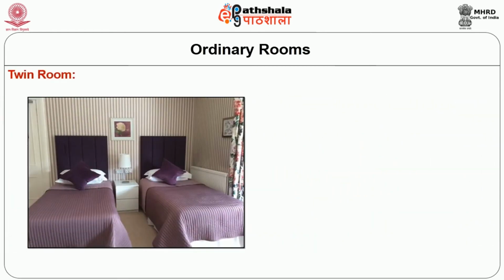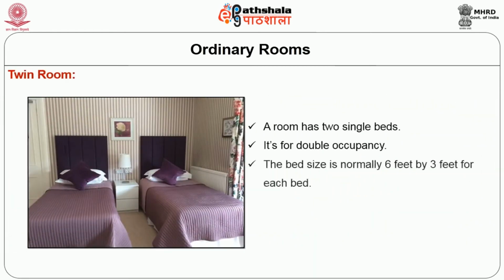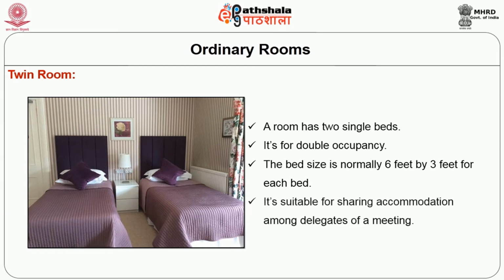Now in the twin room, if we see a room has two single beds, it is for double occupancy. The bed size is normally 6 feet by 3 feet for each bed. It is usually suitable for sharing accommodation, for example the delegates for a meeting and workshop.